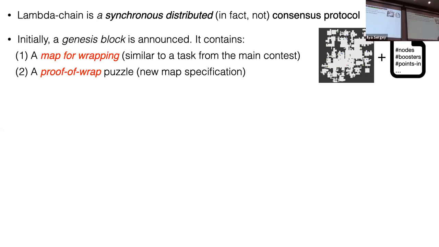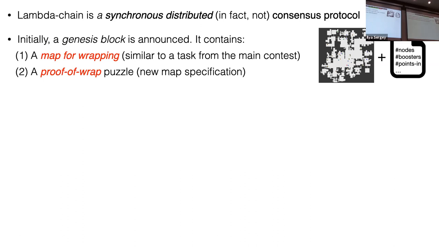So that was not decentralized. We had a server for that, but that server had a timer, and every 15 minutes we were collecting a bunch of problems from people who did best in the previous round. The zero, the genesis block, was a problem provided by us. For the next 15 minutes, people need to solve it.